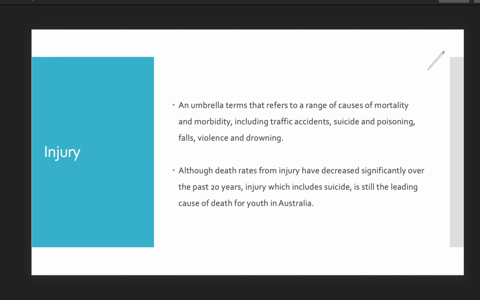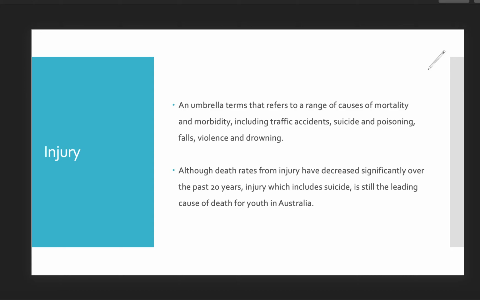Okay, so I think it's important that if we're talking about injury today, we actually look at a definition of injury. Injury is an umbrella term, which means it encompasses a wide range of things. It looks at a range of different causes of mortality and morbidity. So it's things like traffic accidents, suicide, poisoning, falls, violence, drowning. All of these are a range of causes around that mortality and morbidity that we learnt from last term.